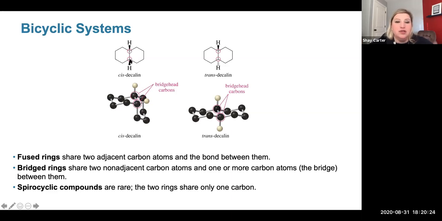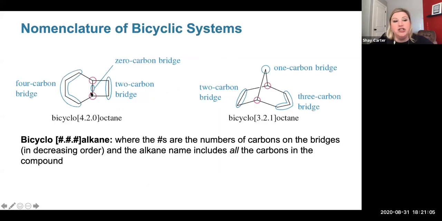Now, when they're fused, they can be fused in several different ways. Okay, so we can have it fused where the hydrogen is trans to the other hydrogen, or we can have it fused where the hydrogen is cis to the other hydrogen. This causes it to be bent. Spirocyclic compounds are rare where the two rings share only one carbon. We have a lot of bridged systems.